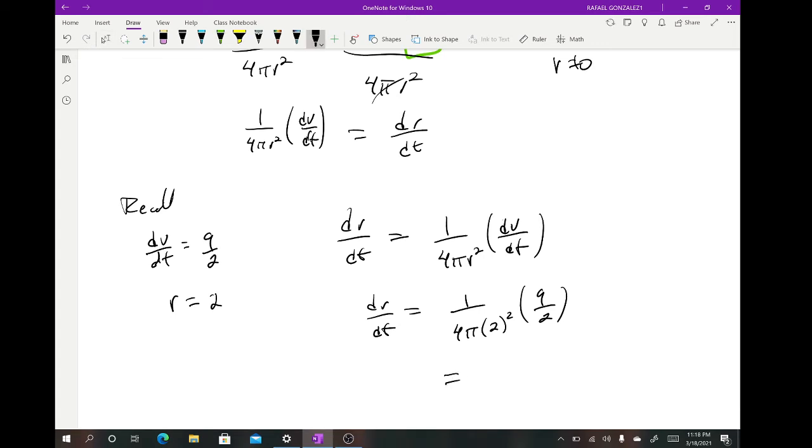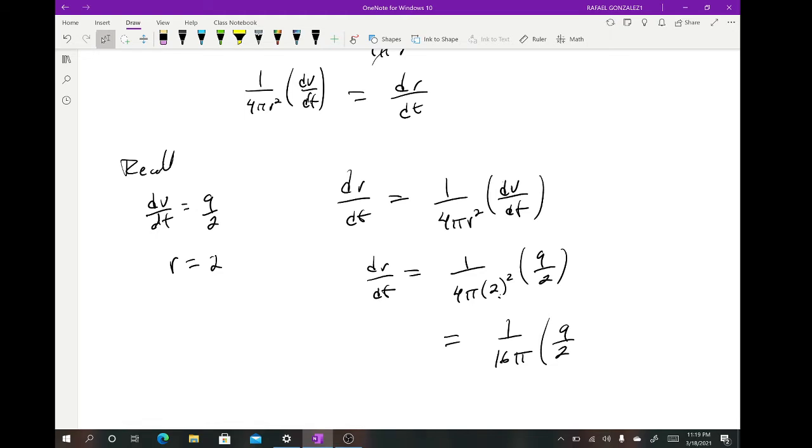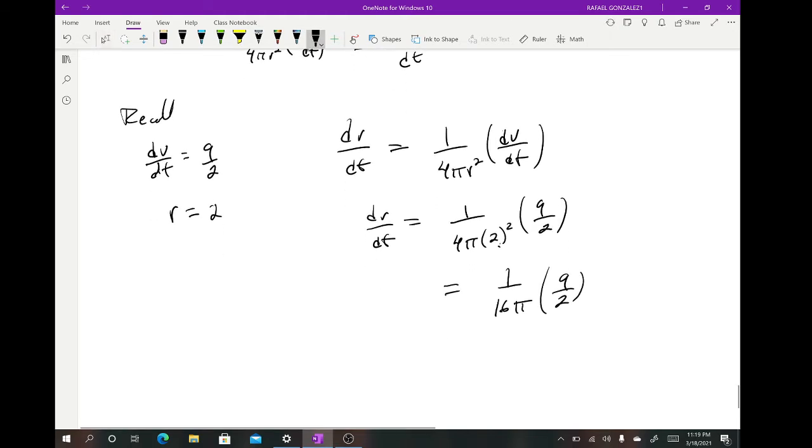Well, what is this equal to? 2 times 2 is 4, and then 4 times 4 is 16. So we have 1/(16 pi) times 9/2. If you multiply across, you get 9/(32 pi). This is dr/dt. And if you use a calculator and round to the nearest hundredth, this is approximately equal to 0.09 feet per minute.